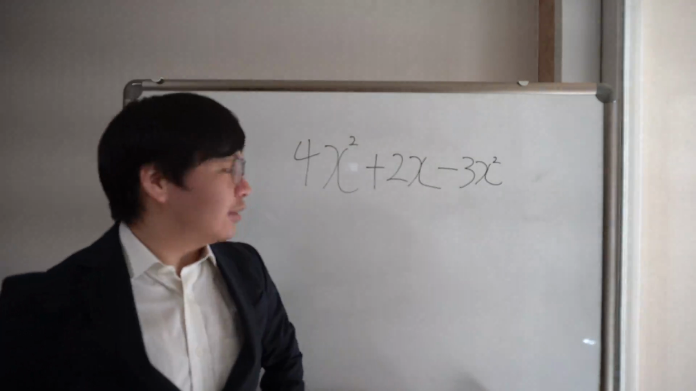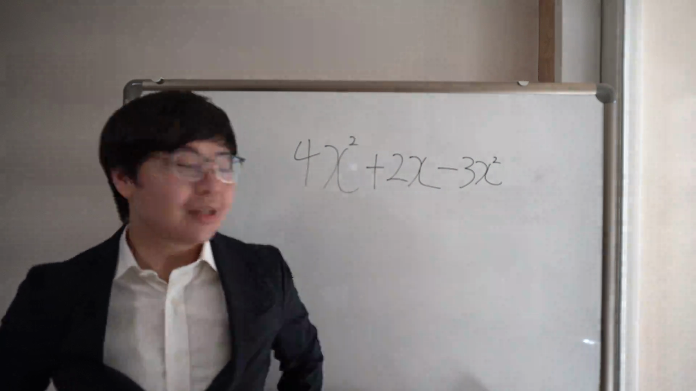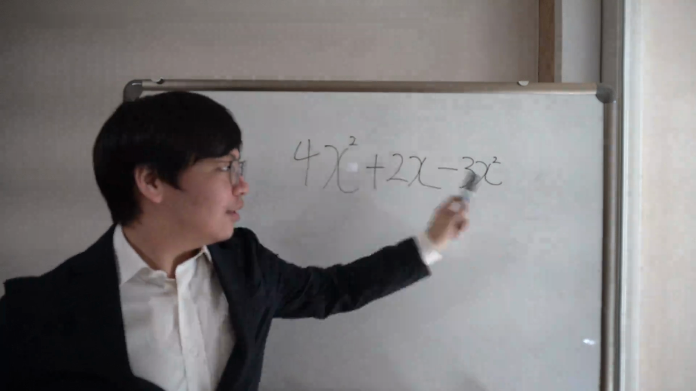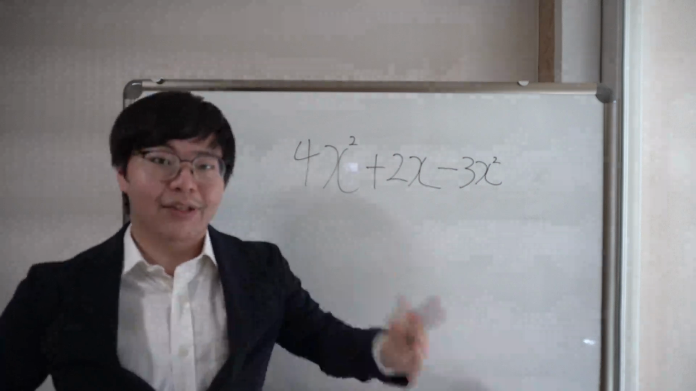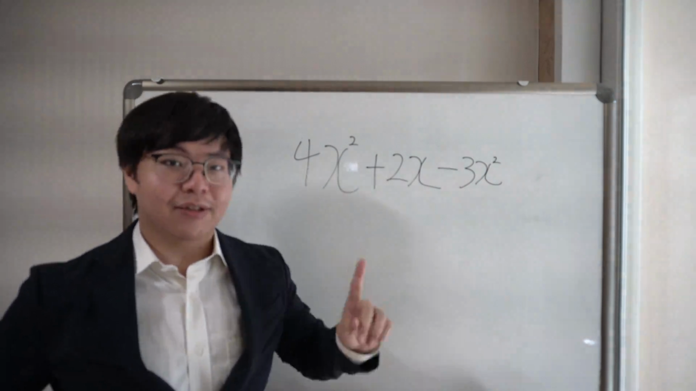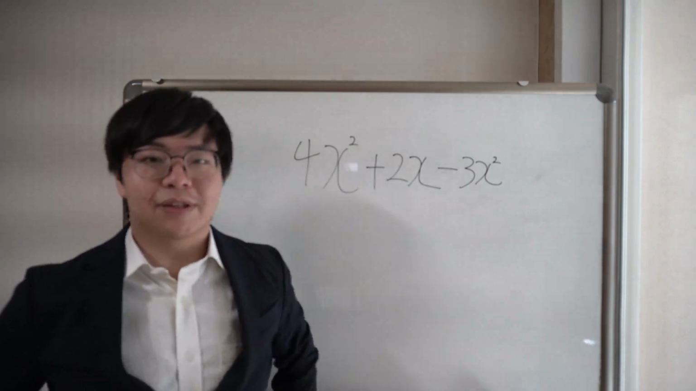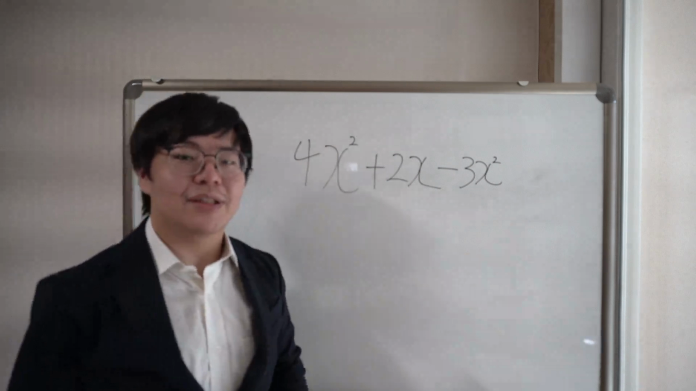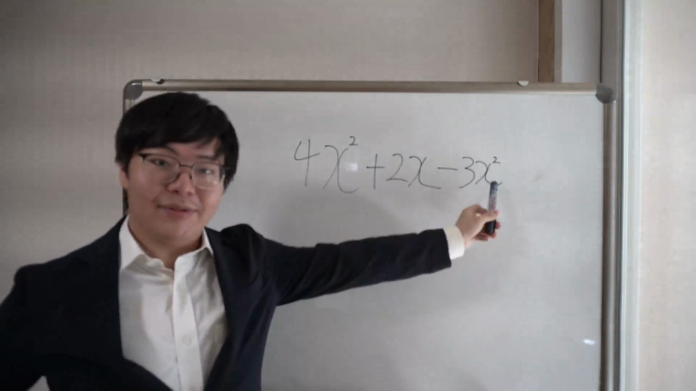What should you do if there are 2 or more kinds of variables in one problem? If you look at this problem, you have x squared and just x. X squared and x are two different things, right? So we have two different variables. In this case, as I talked about, we have to do addition and subtraction between coefficients of the terms that have exactly the same variables. So here we do 4x squared minus 3x squared.